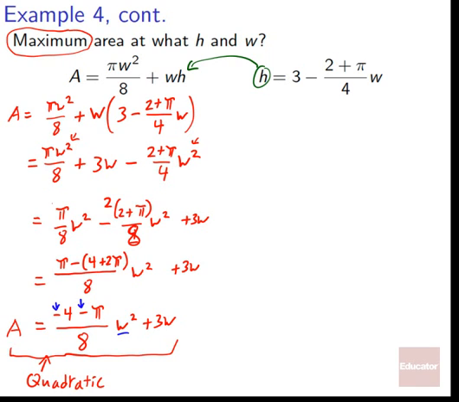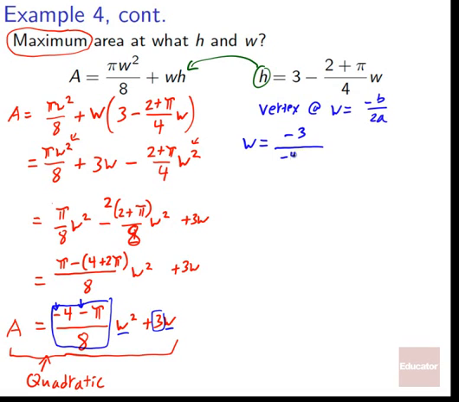So remember, vertex is at our horizontal location. So in this case, horizontal would be just our w. Vertex is going to be at w equals negative b over 2a. So what is that? So it's going to be w equals, what is our b? That's going to be 3. So we've got negative 3 over, what is a? A is this whole thing. So negative 4 minus pi over 8.